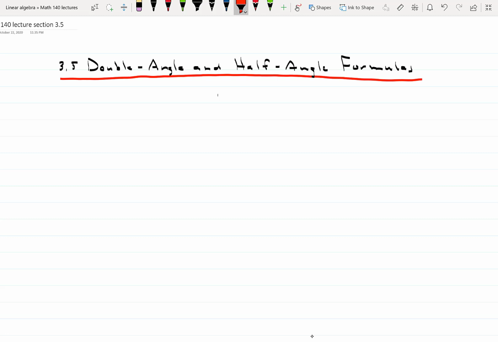Section 3.5 starts with a true or false question. True or false? The statement is, the sine of 2 theta equals 2 times the sine of theta. And I'll give you a hint.